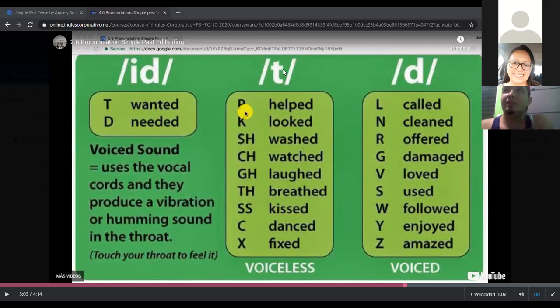Ahora bien, acá, el sonido que tienen estos verbos en su forma pasada es de una T. Algunos no logré escucharlos. No sé si será por los nervios o por el micrófono. Pero acá, el ED, o sea, ustedes no me van a decir help it, porque eso no existe, ¿verdad? Sino que el ED en todos estos verbos pasa a ser el sonido de una T. Help, look. Washed, watched, laughed, breathed, kissed, danced, fixed. ¿Ok? Si se dan cuenta, esos todos al final tienen ese sonido de una T.